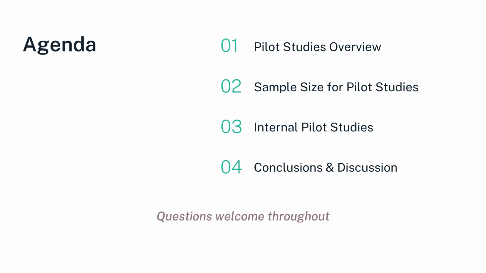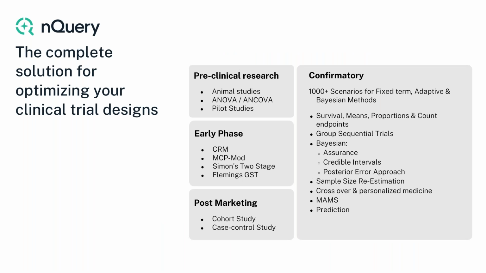Just in terms of the agenda today, we're going to cover pilot studies at a high level, make sure we're all on the same page in terms of what we're talking about today. Then we'll talk about the specific topic of sample size for pilot studies, and then we'll talk about internal pilot studies, which is a type of blinded adaptive design, which perhaps can combine the advantages of a pilot study without the disadvantages of the relative research waste, or not being able to use the pilot data in the final analysis. And at the end, depending on time, we'll have conclusion and discussions.